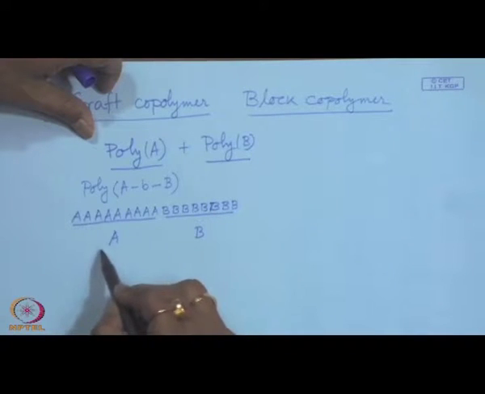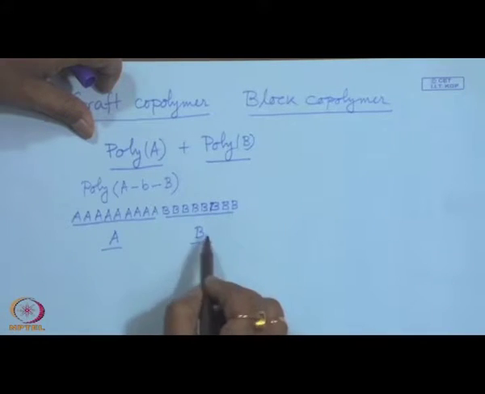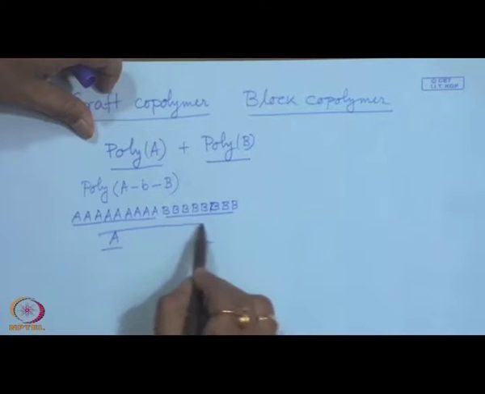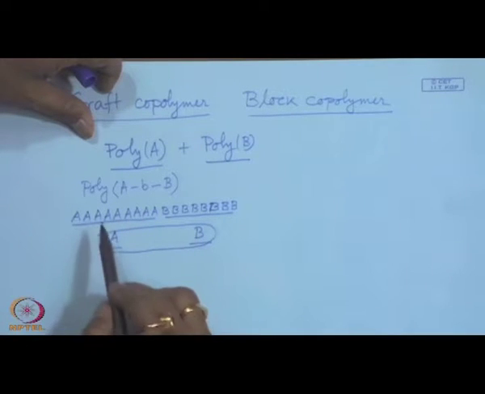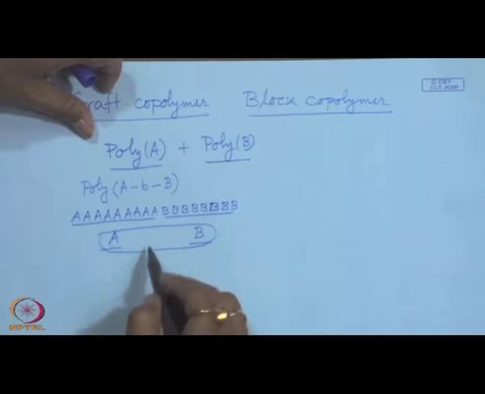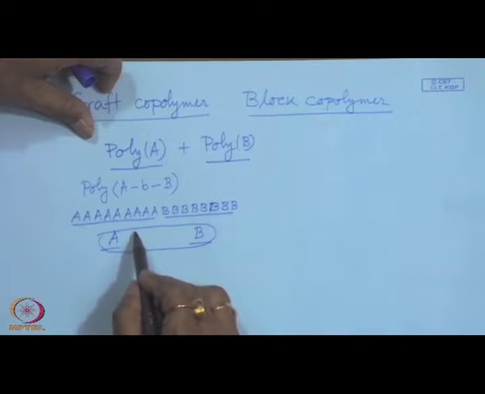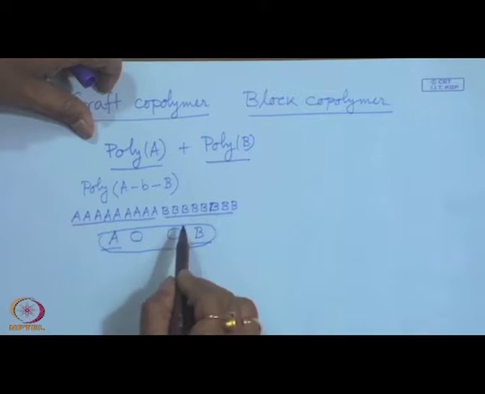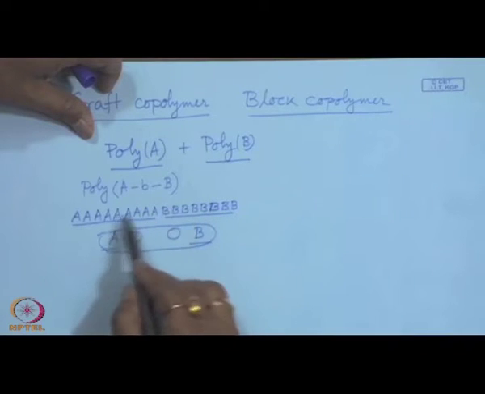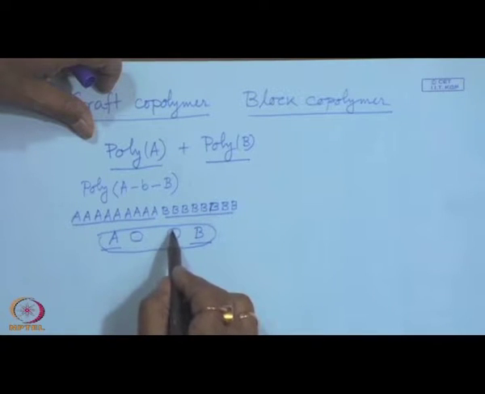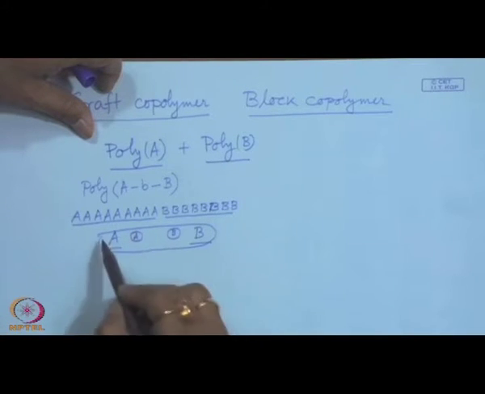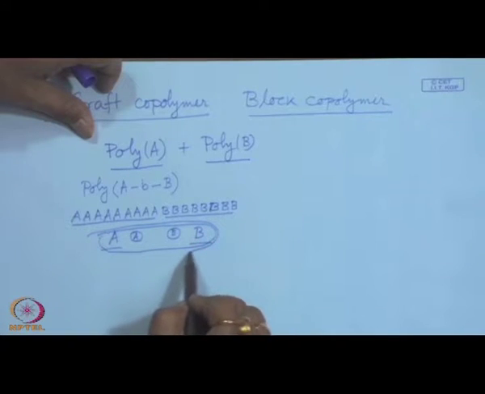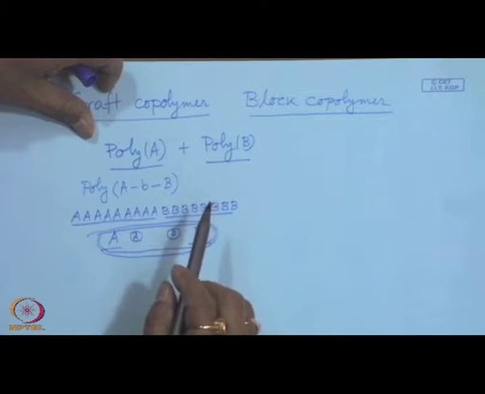So, the component polymers are made of A and B monomers, and these two may not be compatible, but if the same monomers could be used to form a block copolymer, that block copolymer comes in between A and B. So, the B part of this block copolymer will orient towards the B component, and the A part will orient towards the A component, and that leads to miscibility between polymer A and polymer B.